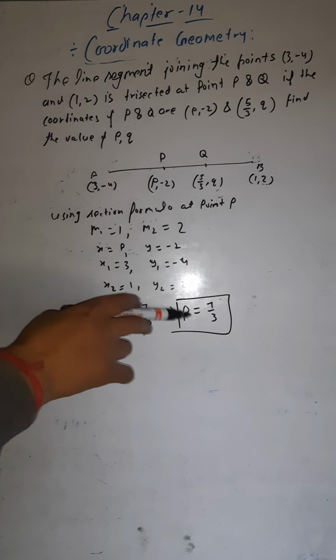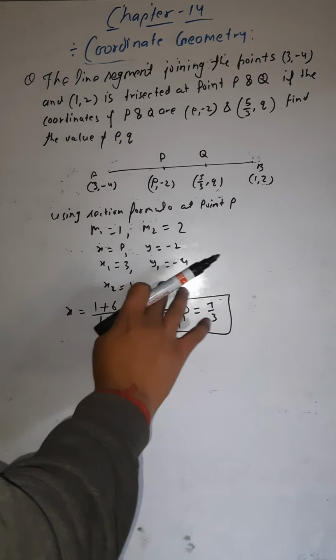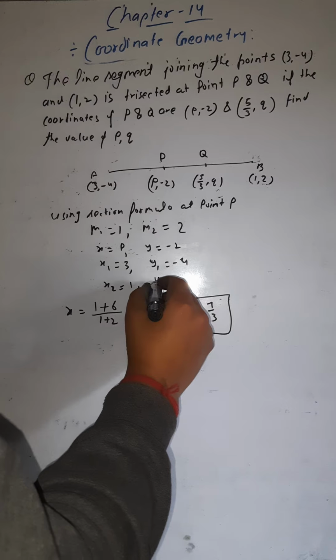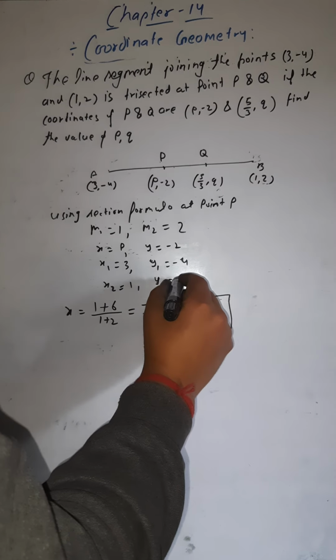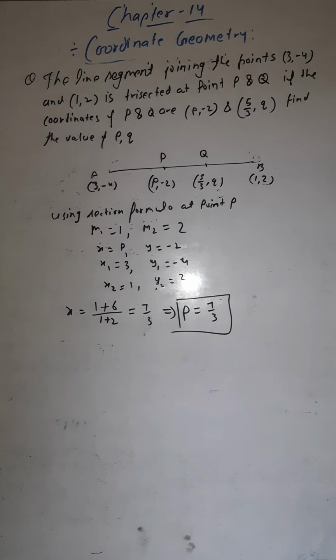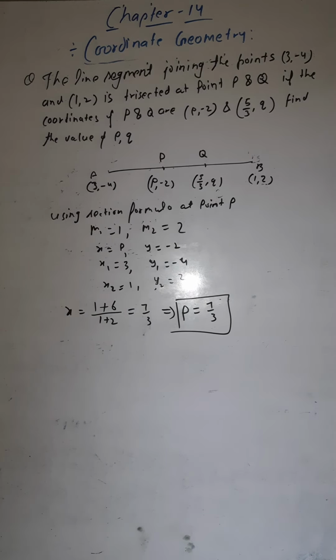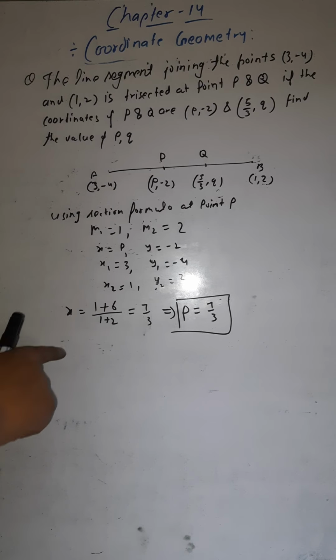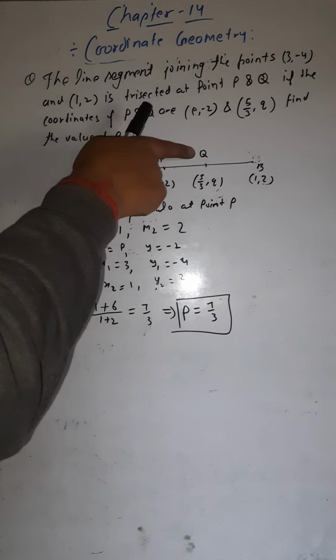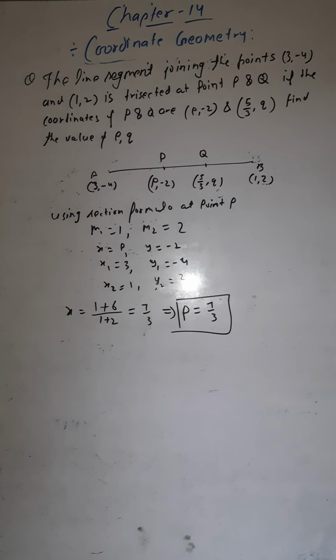Find the value of P. We have got the value of P. Are you getting this? You should be. I'm writing this value upside because due to the focus of the light it is not visible. Okay, now correctly visible. Good. Now we have got the value of P. The value of P is 7 by 3. Now we are using the section formula for the coordinate Q.